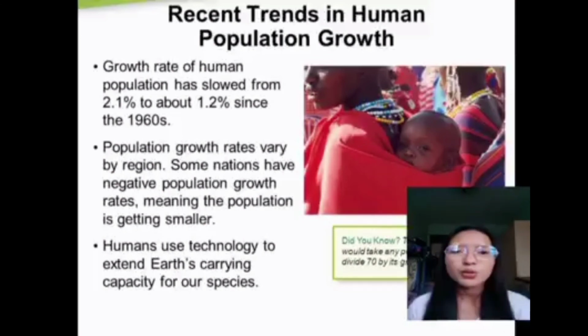So, sinasabi po na ang human population po is bumaba from the 2.1% to about 1.2% since the year of 1960. Kaya ang ginagawa ng tao is gumamit sila ng teknolohiya para ma-extend yung Earth's carrying capacity for our species.